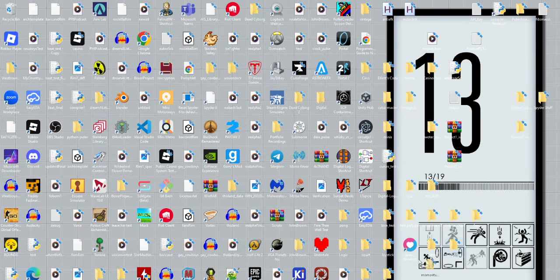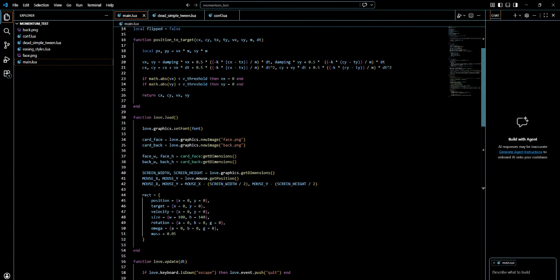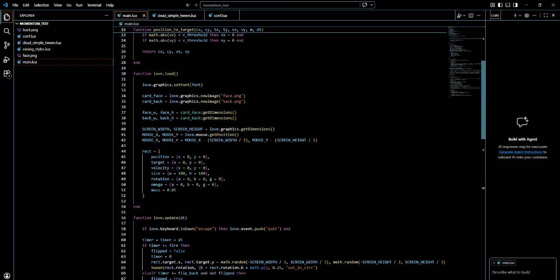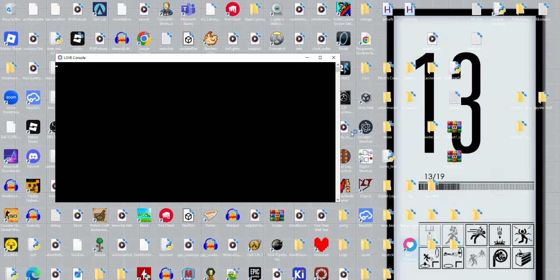If I go ahead and run it again. And I'm going to turn off flipping as well, so you can just see the card movement by itself. Over in, where is it? Here it is. Go ahead and not tween. There. Give it a second to show up. Here we go. You can see it, yeah.